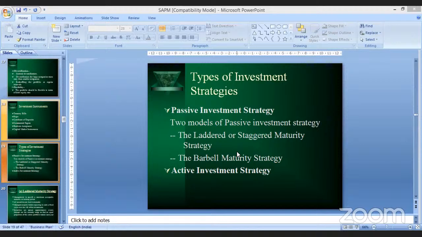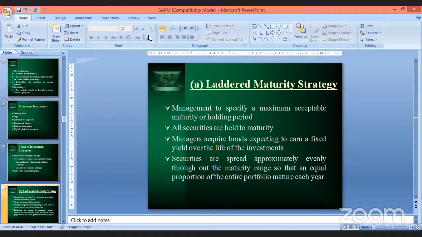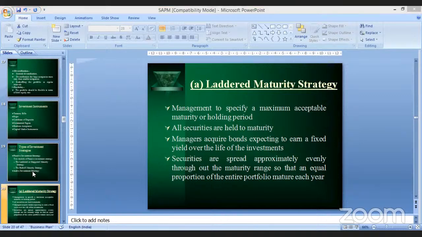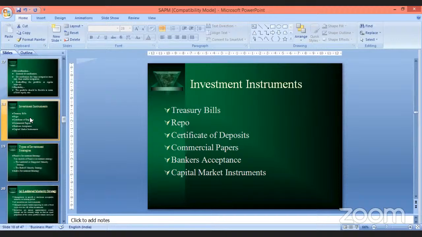These are the types of investment strategy. The first one is passive investment strategy and the second one is active investment strategy. Again, passive investment strategy consists of these two models. The first one is ladder and the second one is barbell maturity strategy. So let us understand the first one. Under passive investment strategy, someone is asking, sir, please show the previous slide. Which one? Roy Babu or Roy Madam? Sir, the slide before types of investment strategy, the investment instrument slide. Yes, sir. Is it visible? Yes, sir. Thank you, sir. There is no need for a snapshot. I will share these PPTs, but try to understand.